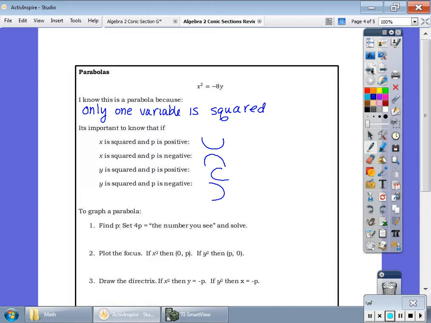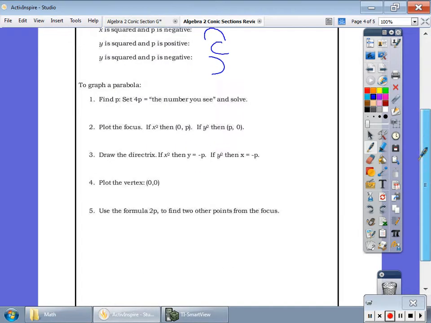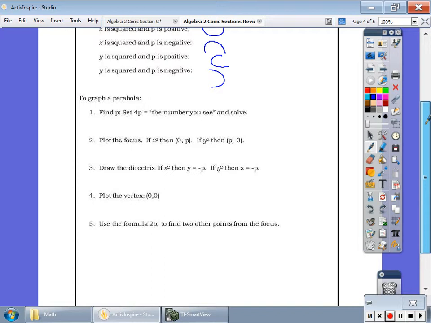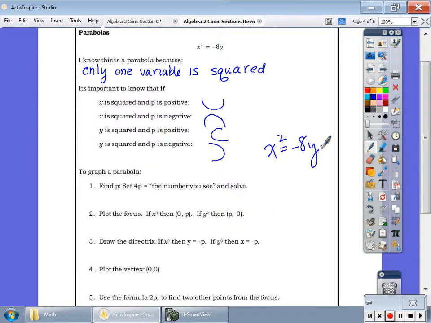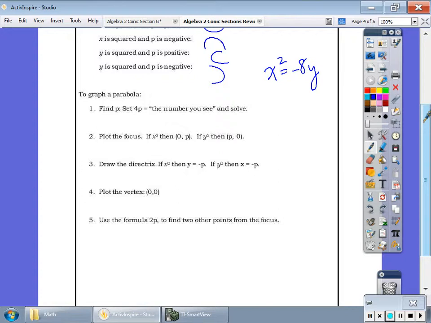Okay, ladies and gentlemen, first thing we do to graph a parabola, we find p. It says set 4p equal to the number you see. X squared equals negative 8y. That's our equation right there. 4p equals the number you see. What's the number I see? Negative 8. That means p is negative 2. We divide by 4 on each side. Wonderful. So let's make a conjecture. X is squared, p is negative. This is going to be opening down. Very, very good.